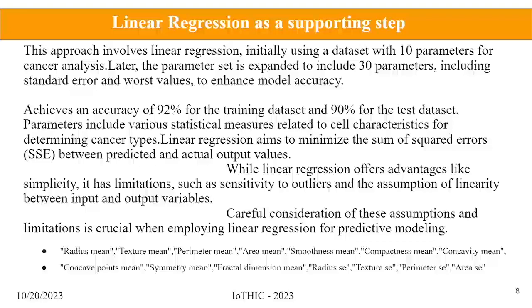These parameters are like the secret code to sort out different cancer types, making sure we are on the right path. But hey, every hero has their quirks, right? Linear regression loves the simple life but doesn't play well with outliers. It also thinks everything is in a straight line, which isn't always the case. So if you are going with linear regression for predictions, keep your wits about you.